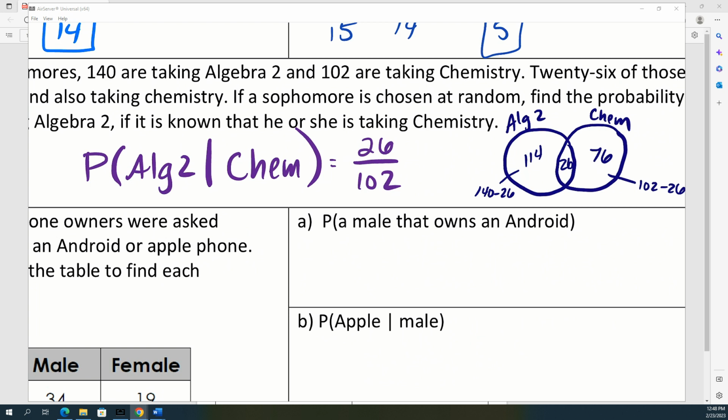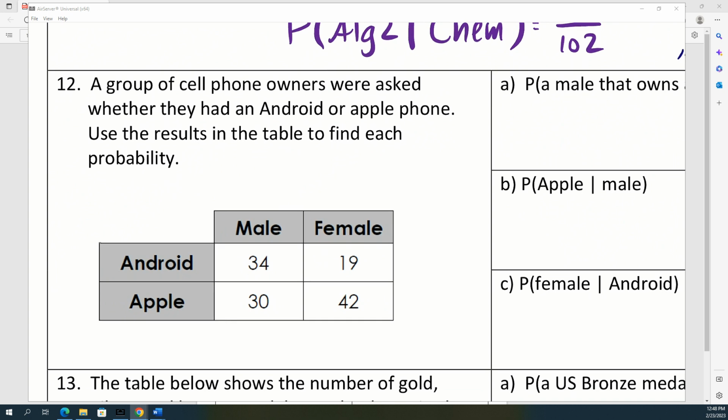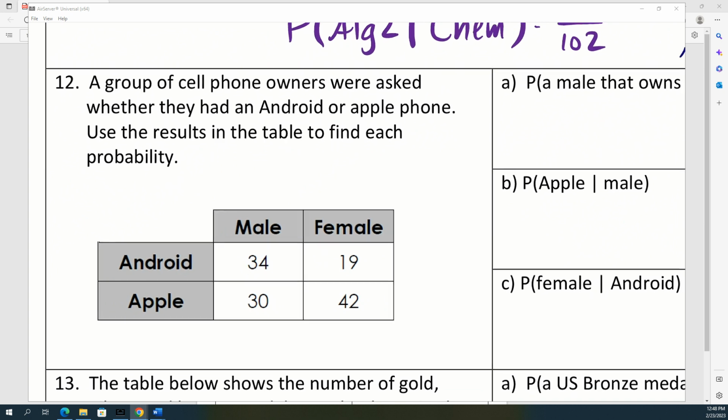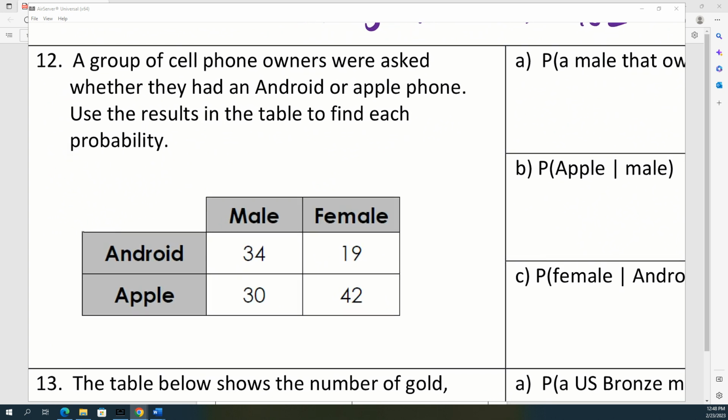Right. And then we have these tables. And we'll definitely have a table on the quiz tomorrow. All right. So this first table: a group of cell phone owners were asked whether they had Android or Apple phones. Use the results in the table to find each probability. So I'm going to go ahead and just add all of the columns and rows just to make it easy for me when I'm answering questions. This is not a necessary thing. You don't have to do this if you don't want to tomorrow on your quiz. You don't have to add all of them. You could just add the ones that you ended up needing.